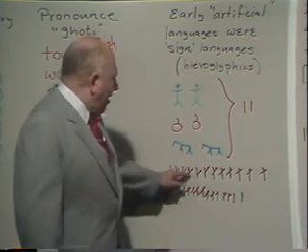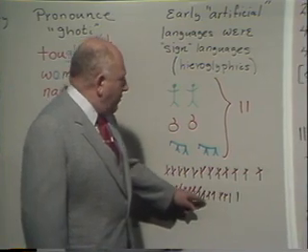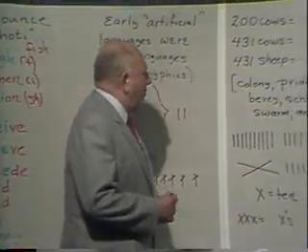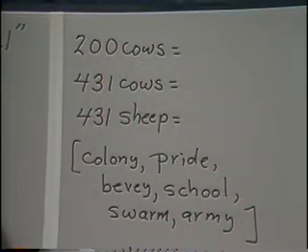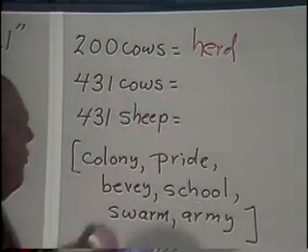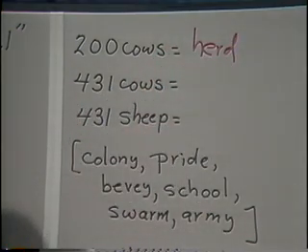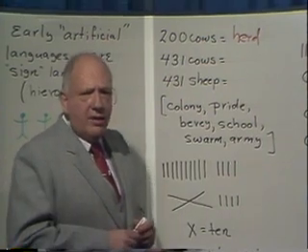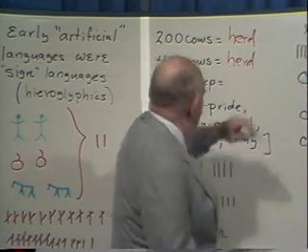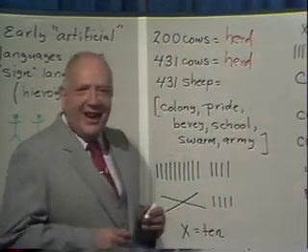But you see, what started to happen is even relatively small numbers became cumbersome. And let me show you some things that happened throughout history. If you have 200 cows, what do you call that collection usually? What's the name given for a bunch of cows? It's called a herd. So 200 cows is called a herd. What if you had 431 cows? That's still called a herd. See, a herd is a lot of bull. No, a lot of cows, okay?